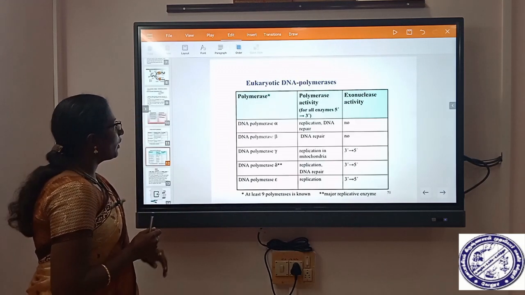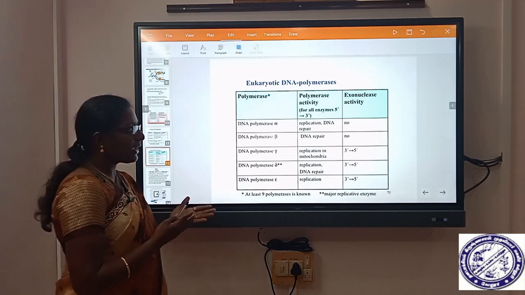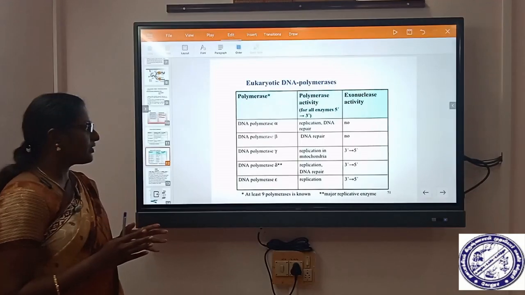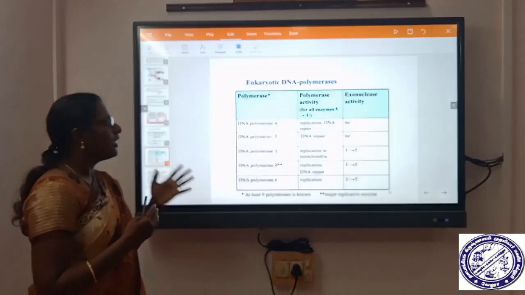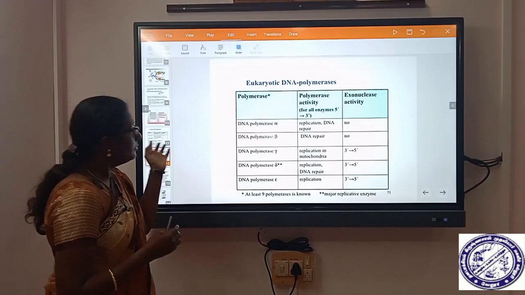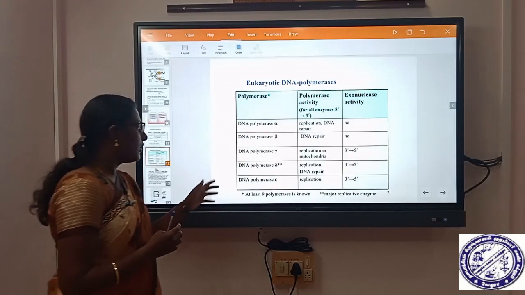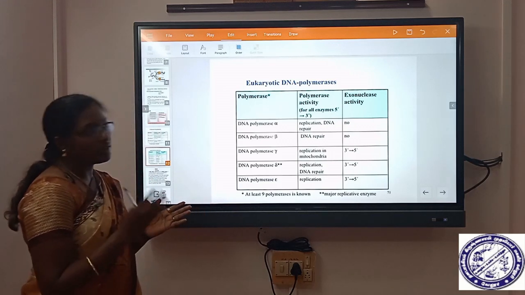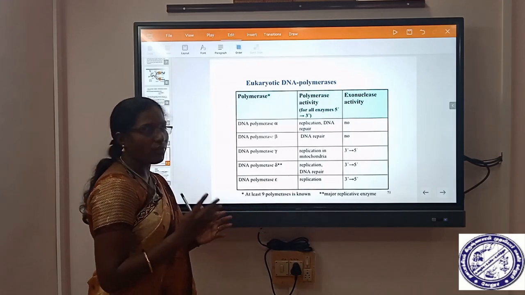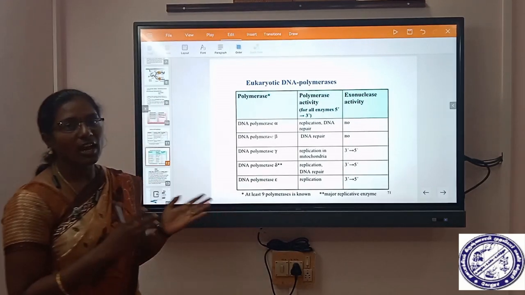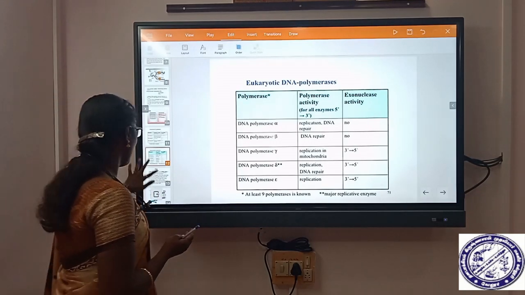So in eukaryotic DNA polymerase, alpha is for replication and DNA repair, and there is no exonuclease activity. In beta, it repairs the DNA and there is no exonuclease activity. In gamma, it is replication in the mitochondria and the direction is 3' to 5'. In delta, replication and DNA repair, and the direction is 3' to 5'. In epsilon, replication is 3' to 5'. So these are the differences between prokaryotic and eukaryotic polymerase activity and exonuclease activities.